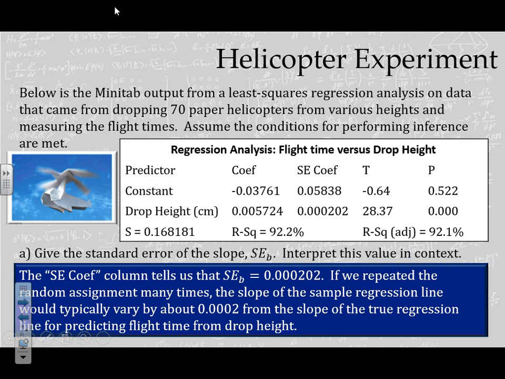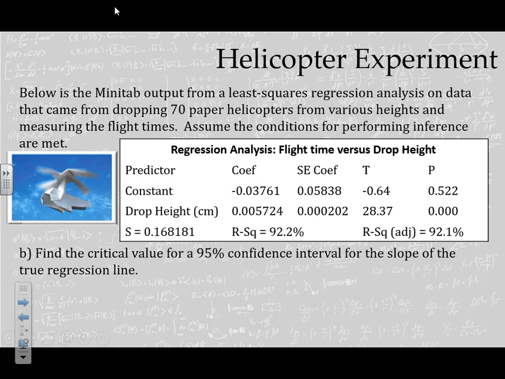So that's telling you that if you repeat the process over and over again, your sample slope should typically vary by about the value of your standard error from the slope of the true regression line. So it's important to make sure you understand how to interpret that.